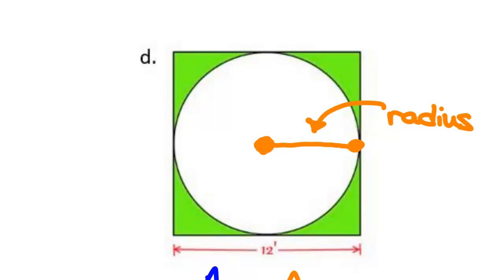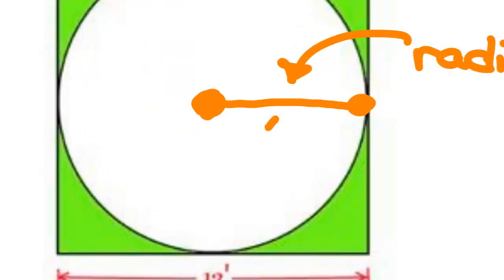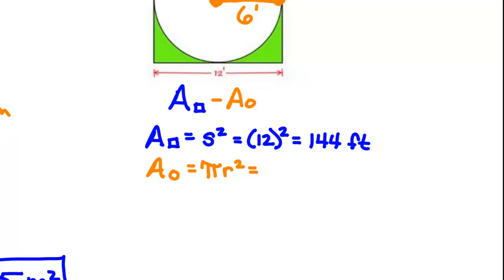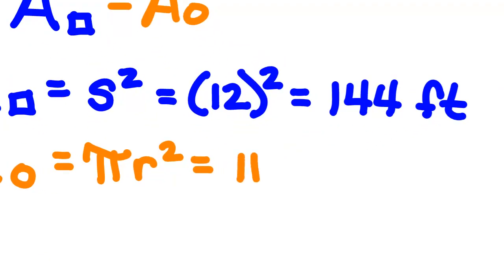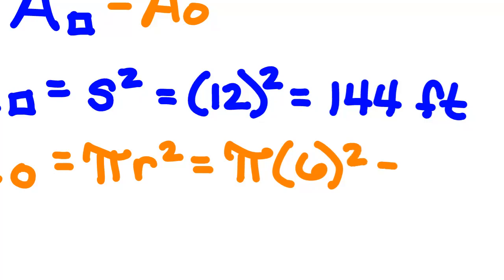And what do you notice about that radius in relationship to the square? How much of the side length of the square is that radius? It's half of it. Well, what's half of 12? 6. So this is 6 feet. So the area of my circle is pi times 6 squared.